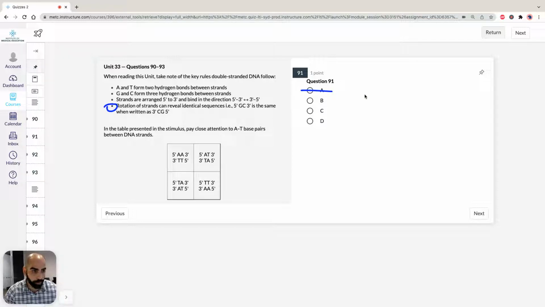B, same principle. It has to be incorrect because you have to have a CT in the opposite strand. That's incorrect. So we know it's either between C or D. So we can kind of write it out anyway. So let's just write it out. So you've got 5' AT 3', then you've got a 3' TA 5'. If we're going to use this rule, we know that it has to be 3' TA 5', 5' AT 3'. That's what it should look like.